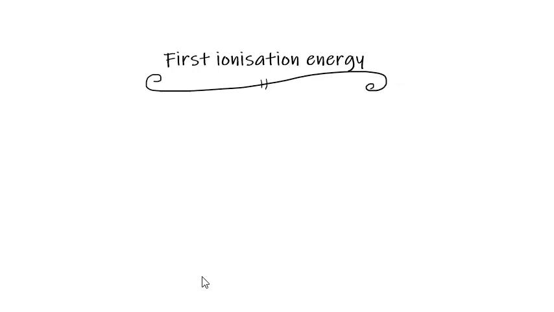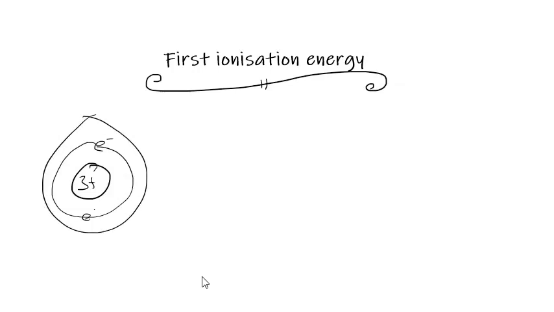So if we take a lithium atom, just to explain the concept, there's 3 protons in the nucleus and then we've got 3 electrons in its shells. So the first ionisation energy would be the energy required to turn this into an ion. To turn this into an ion, we would get rid of that electron. So this is the first part of it, that to turn it into its first ion, we're getting rid of that 1 electron.